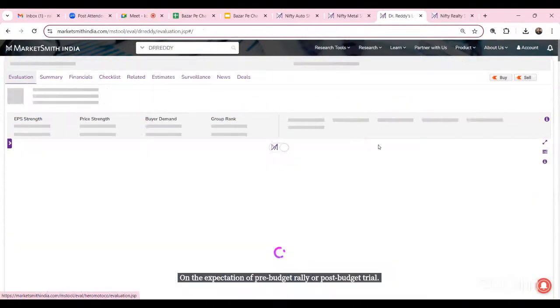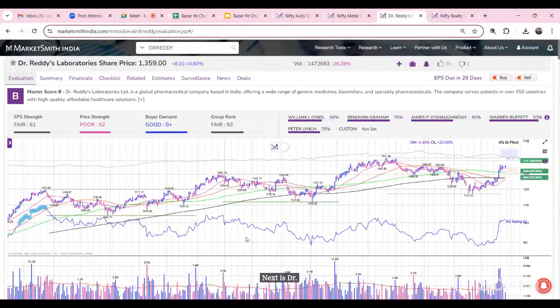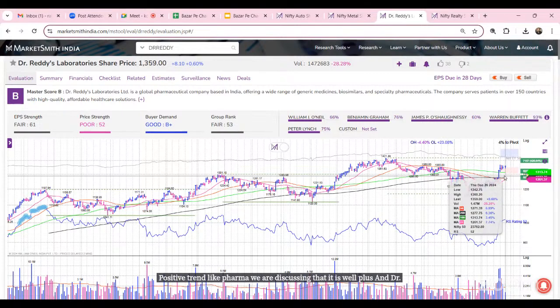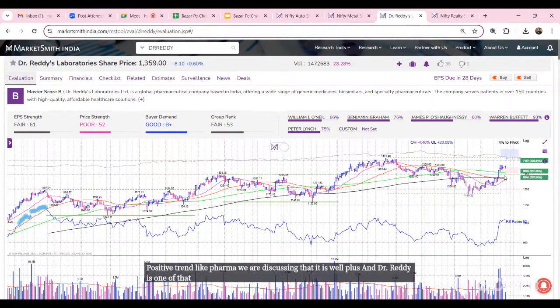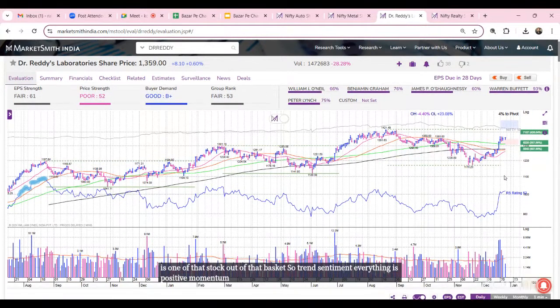Next is Dr. Reddy and Dixon. So Dr. Reddy has a positive trend, like Pharma. We are discussing that it is well placed, and Dr. Reddy is one of the stocks out of that basket. So trend and sentiment, everything is positive. Momentum is also positive. It may do well in the coming days, weeks and months. Dr. Reddy. Next is Dixon.